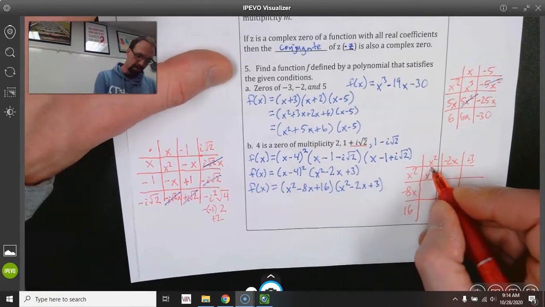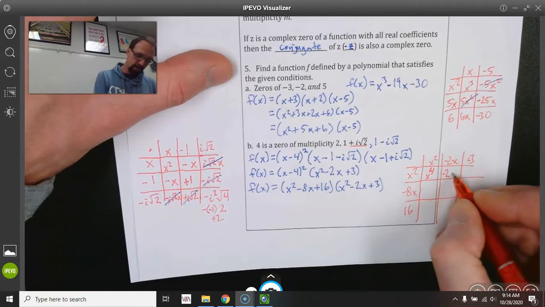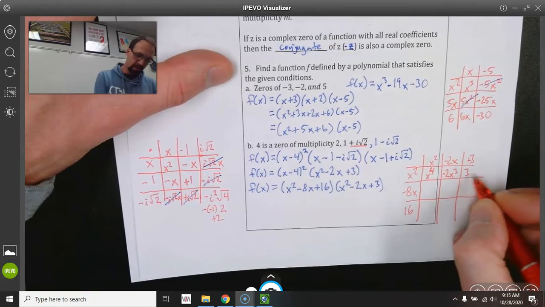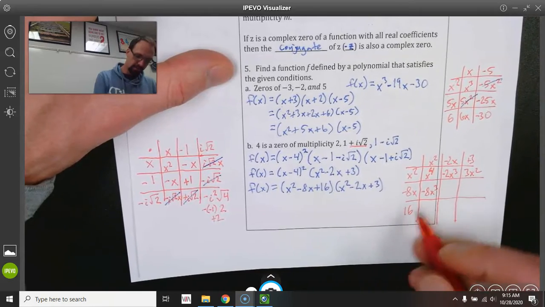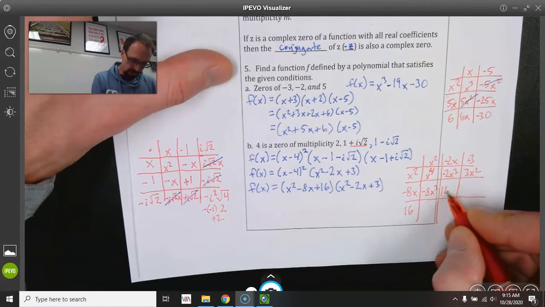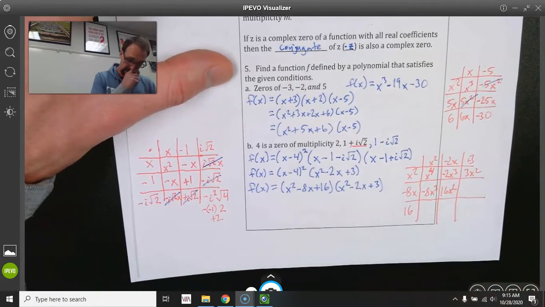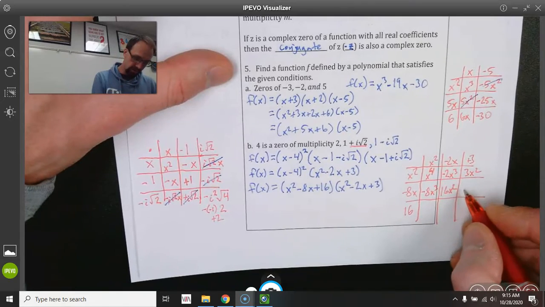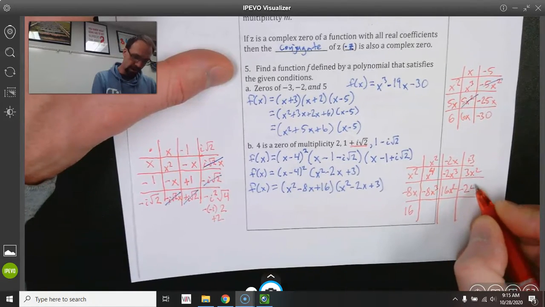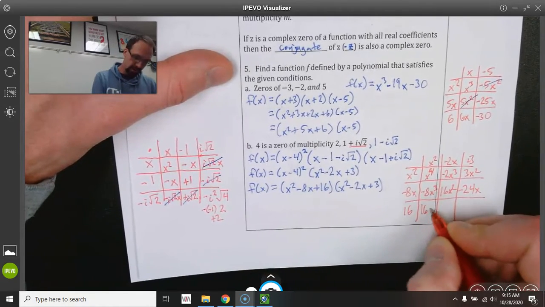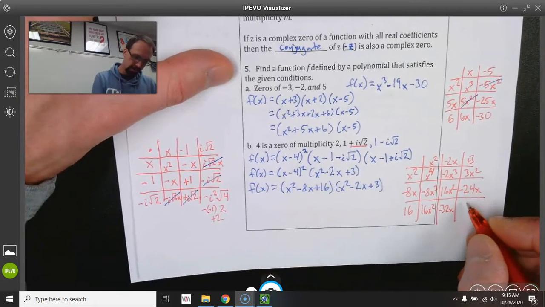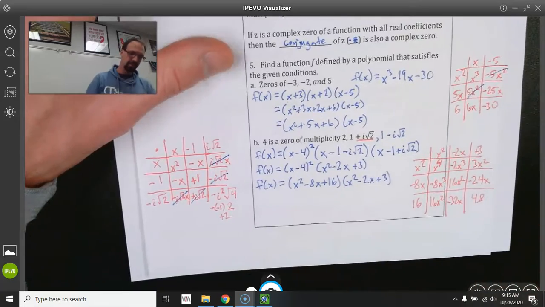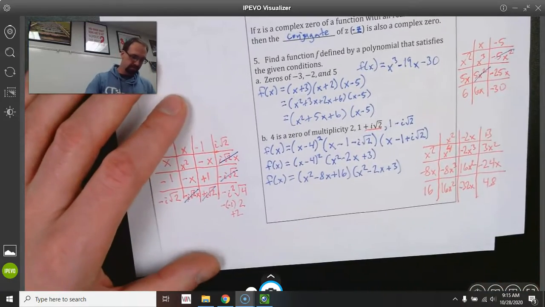That's x to the 4th, negative 2x cubed, 3x squared, negative 8x cubed, positive 16x squared. Let's see, that's 24, negative 24x, excuse me. 16x squared, negative 32x, and then 16 times 3 is 48. 48, there we go. Now I can just combine like terms.